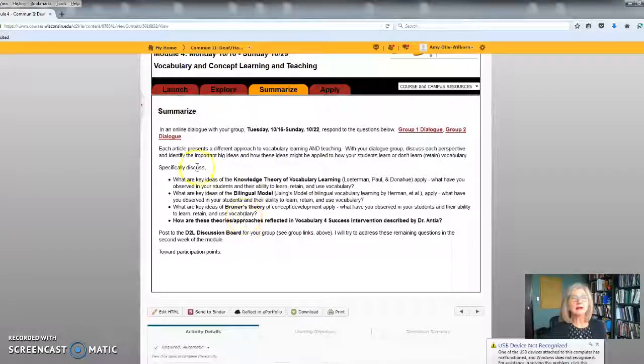To summarize, you are working with your groups, and there are specific questions for you to answer on the discussion board, and that is what you're going to do for the first week.